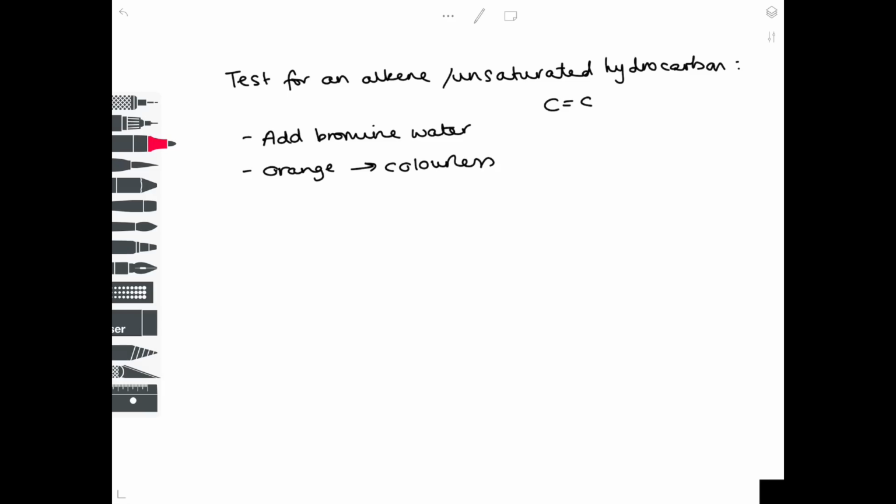Let's actually look at an example. So we'll take ethene. We're adding bromine water. Remember, bromine is diatomic, hence why I'm saying Br2. And then what happens is the double bond breaks, meaning that there are two available spaces for bromine to join on, which is here and here. And there's no byproduct because of that.